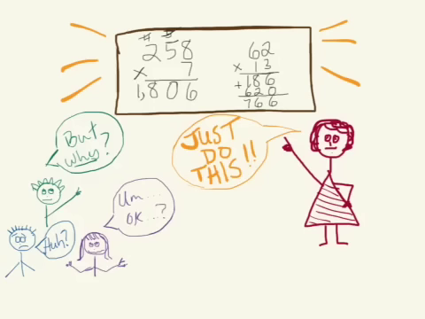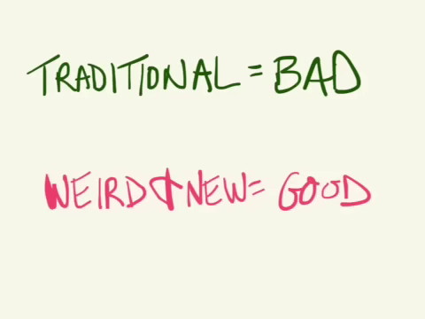And since we didn't really know why we were doing the steps and carrying the numbers and placing that extra zero, we were really likely to forget to do it at all. Because if you don't know why you're doing something, you're probably not going to remember to do it. So that was a problem. Now, I am in no way saying that the traditional is bad and that the weird and new is good and happy and shiny.